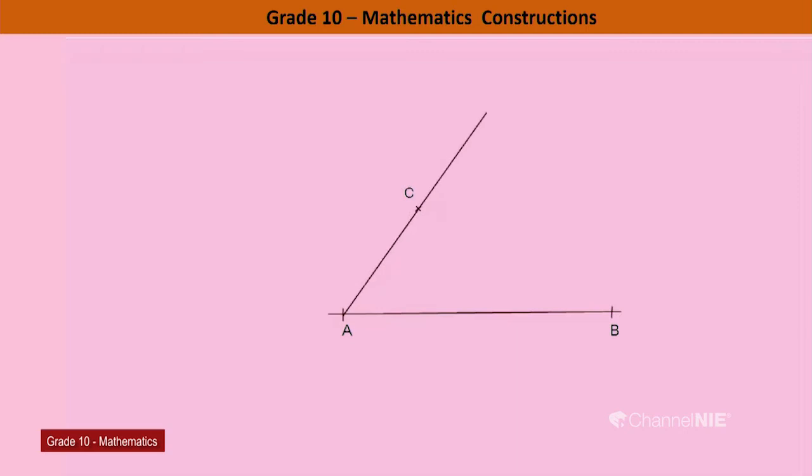Let us join A and C. Here we found angle BAC. We are going to construct an equal angle on C to BAC. Let us copy this angle. To construct equal angles, let us copy this angle A on C.